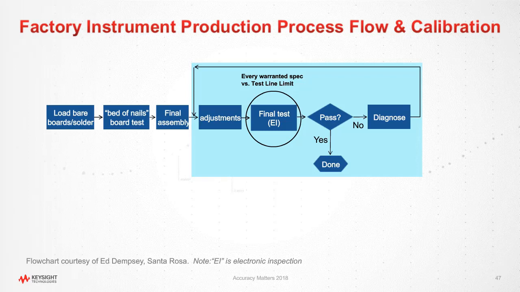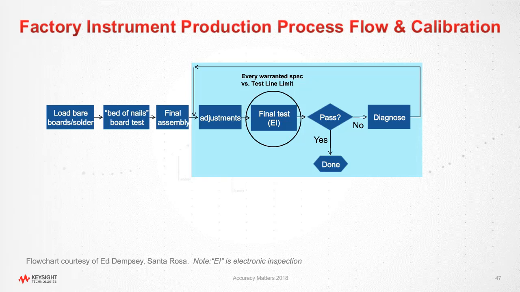We only have one adjustment procedure, and that adjustment procedure makes it go as good as it can ever go, period. It's an iterative thing. Sometimes a single spec like low-level accuracy in a signal generator takes an hour and a half just for that one adjustment. But when we're all done those adjustments, then we put them through final test. And every warranted spec in the data sheet is tested electronically. And it's only once you pass that you're done.